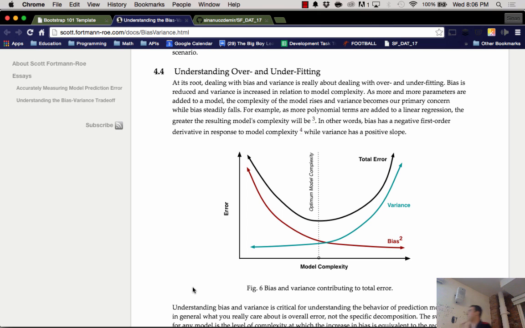And the problem with that is, as you're adding that complexity, your bias is going down, which in a way is good because you're learning more. You're learning, oh, weird.